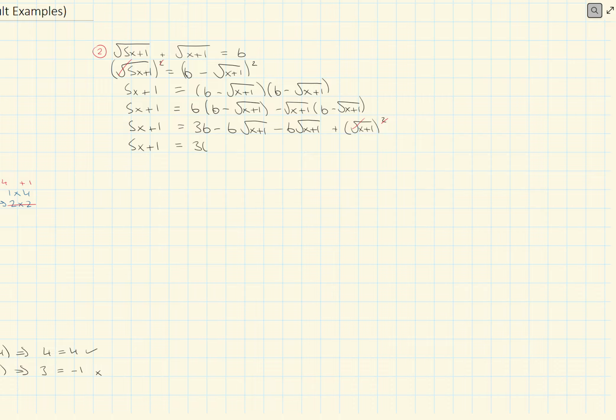5x plus 1 is equal to 36. Minus 6 times this, minus 6 times this will give me minus 12 root x plus 1. So this would be like if we had, say, minus 6y minus 6y, we'd say it's minus 12y. We just have something a little bit different here. And then we know already the root by itself, the roots will cancel, and we're left with plus x plus 1. So 36 plus 1 plus x minus 12 times root x plus 1.